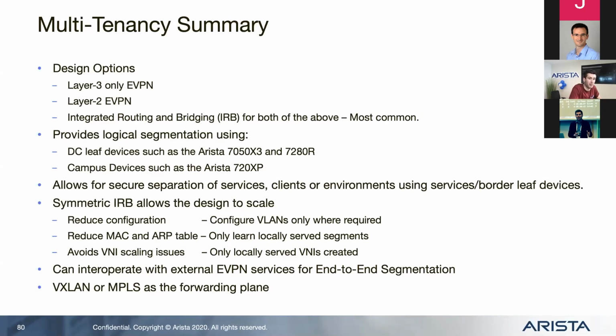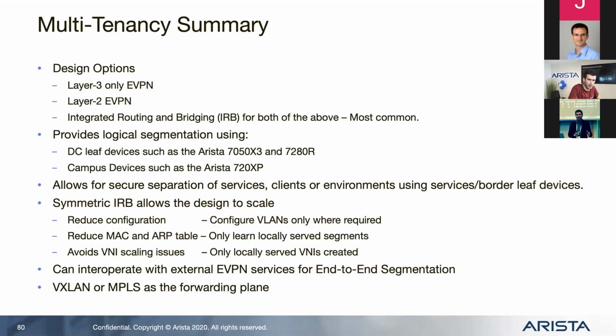Secure separation could be provided via external firewalls using a services leaf or a border leaf. And then the beauty of symmetric IRB, which is the assumed design approach today, means that we can reduce configuration by only configuring VLANs where we need them. We can provide ARP suppression, leveraging the EVPN control plane for advertising MAC to IP bindings, and also avoid some of the VNI scaling issues, as we only use VNIs where we need them.